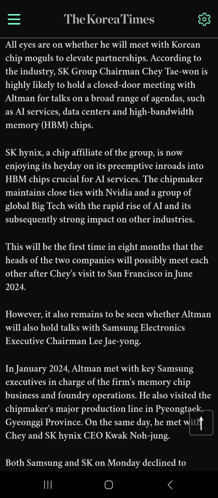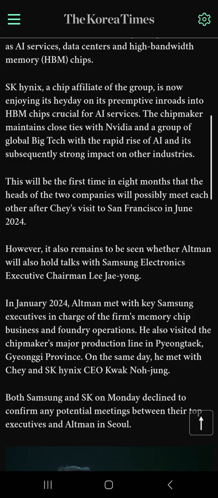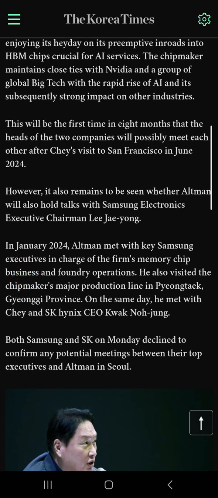This will be the first time in 8 months that the heads of the two companies will possibly meet each other, after Chey's visit to San Francisco in June 2024. However, it also remains to be seen whether Altman will hold talks with Samsung Electronics Executive Chairman Lee Jae-yong. In January 2024, Altman met key Samsung executives in charge of the firm's memory chip business and foundry operations.